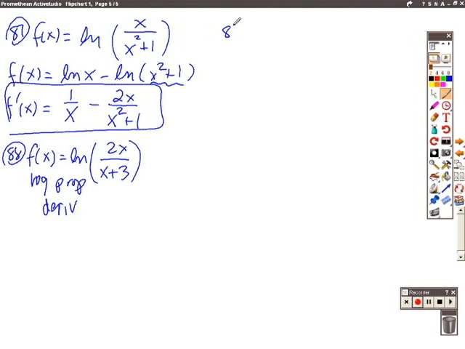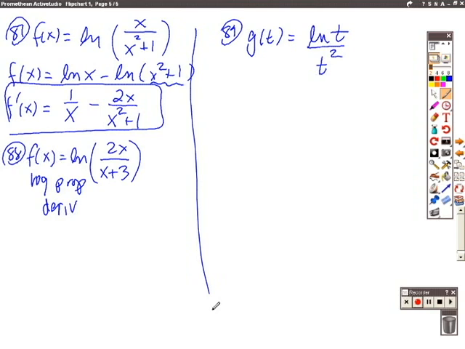Number 89 is g of t equal to ln of t over t squared. Now in this case I cannot use a log property to rewrite that because I'm not taking the ln of the entire fraction. I only have the ln in the numerator. So we're definitely going to have to go with the quotient rule here. Now, I could move the t squared to the numerator and make it t to the negative 2 and use the product rule, but I'm going to go ahead and do the quotient rule.